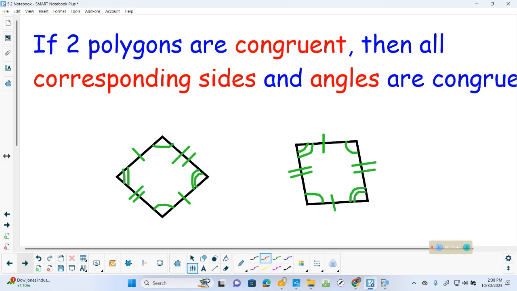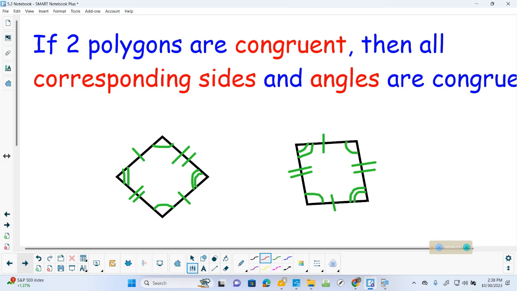If 2 polygons are congruent, and you can use the congruent symbol too if you want, then the corresponding sides and angles are congruent. And I'm going to show you that today. That is what we're going to really be working on today. Now corresponding, of course, we're matching up sides, angles, all the congruent pieces. So here's kind of the, on a triangle, there's 3 sides, 3 angles.